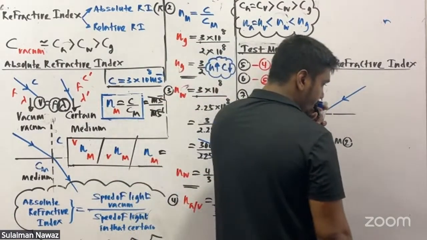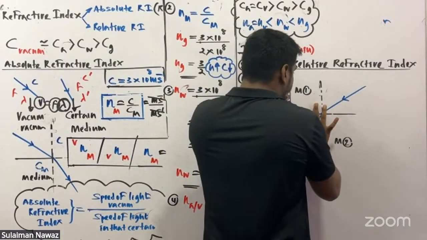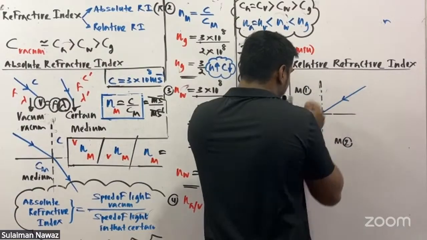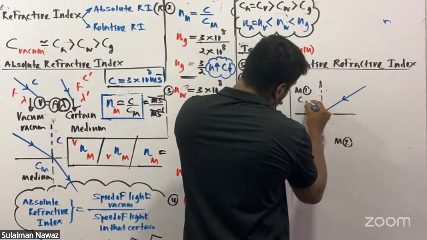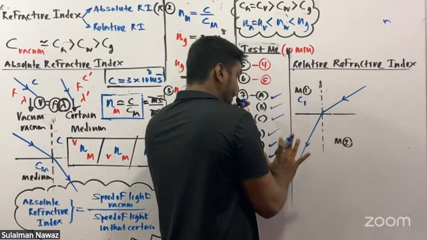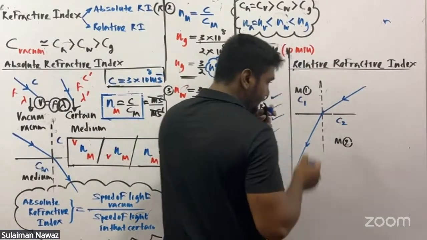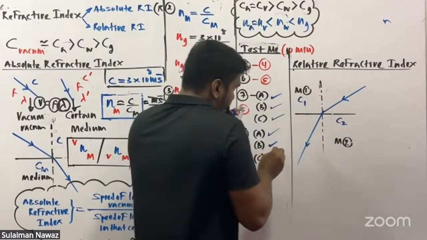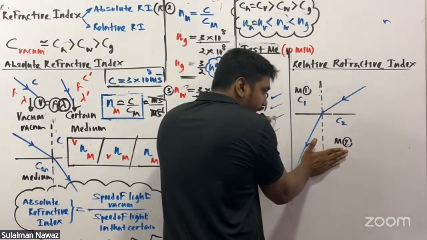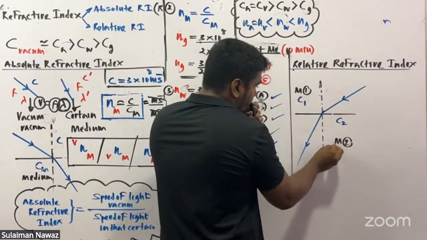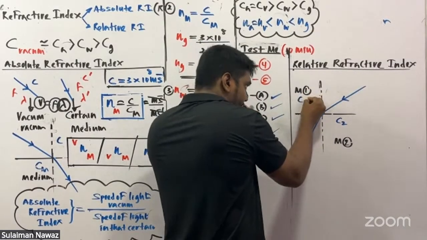Speed of the light in medium one, I mark it as C1. Speed of the light in medium two is C2. Now I'm going to find the refractive index of medium 2 relative to medium 1. If they ask the question relative to medium 1, what is the refractive index of medium 2?